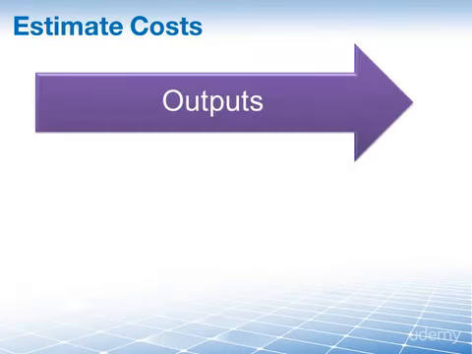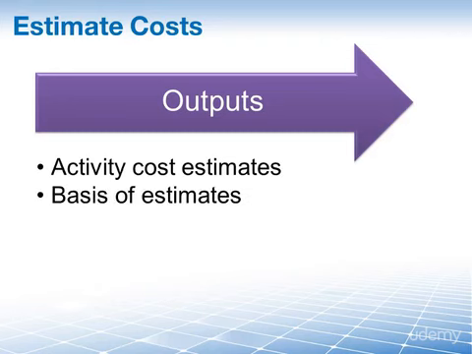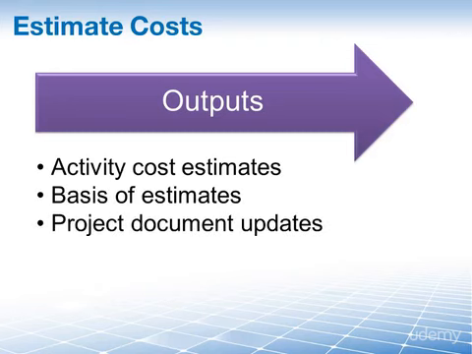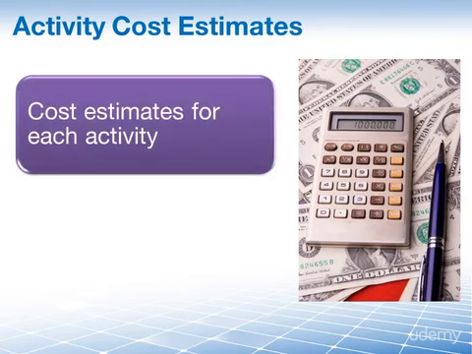Moving on to the outputs of the estimate cost process, we have primarily the activity cost estimates. Also important are the basis of estimates and, of course, updates to our project documents. The activity cost estimates are pretty straightforward. These are your cost estimates for each activity. Activity A will cost 100 Swiss francs, activity B will cost 2,000 Swiss francs.